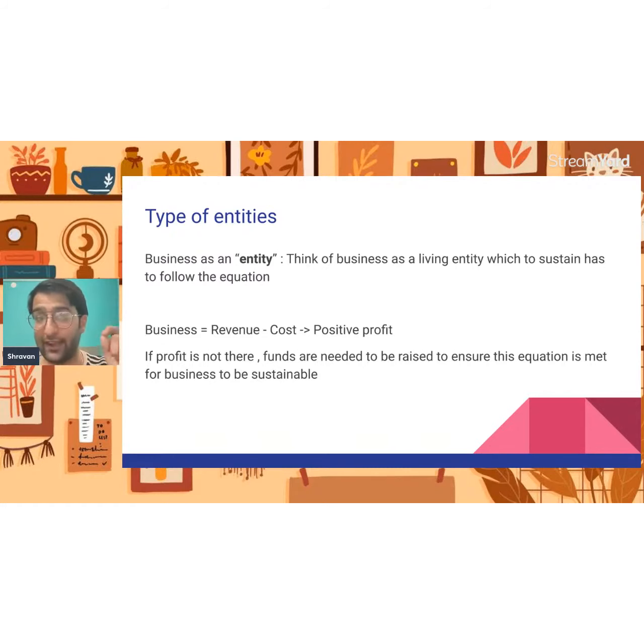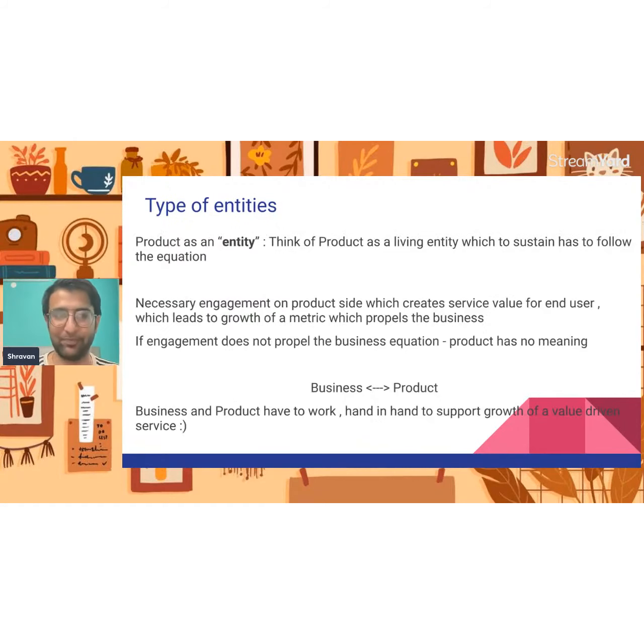So if profit is not there, funds are needed to ensure that this equation is met for the business to be sustainable. Did this also make sense, that yes, a business needs profit in order to sustain itself? If profit is not there, then there is a problem. Then you need to raise funds so that you can support it till a point that the business starts generating profit. Does that make sense? Give me a yes in the chat. Did you understand up to here? So the first point is clear. Business can only exist when a product exists alongside it. Amazing. Awesome. Okay.